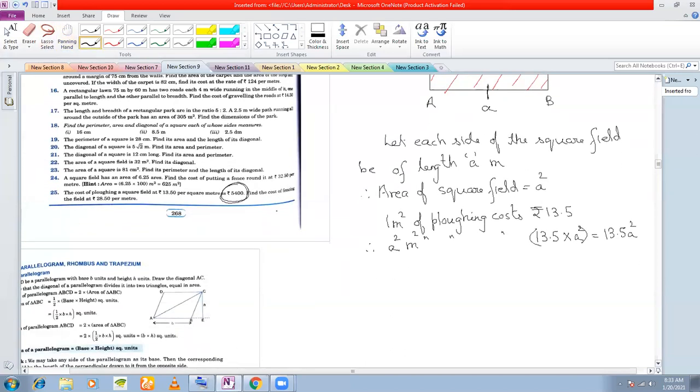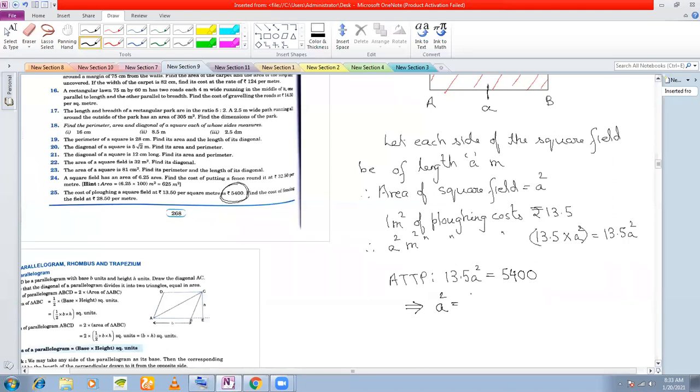So therefore, according to the problem, this 13.5 a square is the total cost. And since the total cost is given to be 5400, we can equate this to 5400, from which we can find out the value of a, right or wrong? Any questions till this part? No questions? Everyone understood? So you can find out the value of a from here.